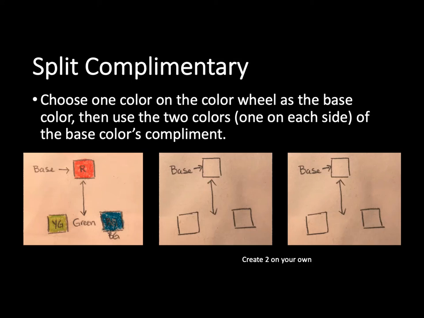But what I'm looking for, for my other two colors in this color scheme, are the colors that are left and right of green. So left and right of green, I have yellow green and I have blue green. So my split complementary color scheme would be red, yellow green, and blue green. Okay, so I'm going to point this out a little bit better on one of those color wheels that we drew yesterday.